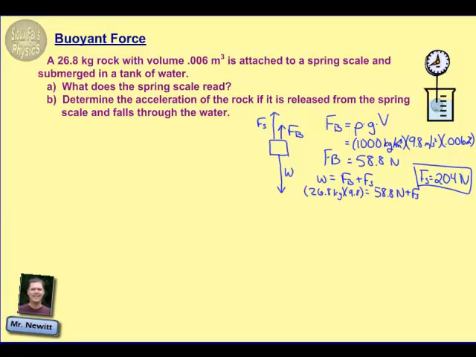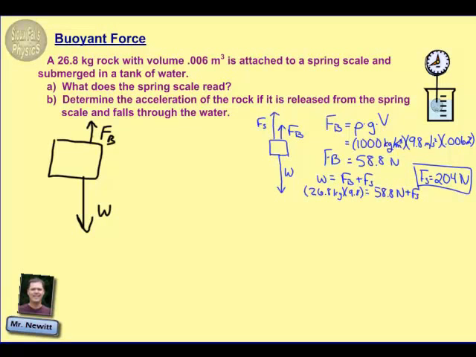Okay, part B of this problem says then to determine the acceleration of the rock if it's released from the spring scale. So again, let's go back to our free body diagram here. If we no longer have the rock attached to the spring scale, the forces then that are acting upon it, again, are the weight pulling down and the buoyant force pushing up.